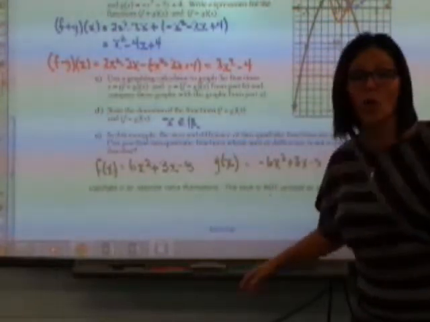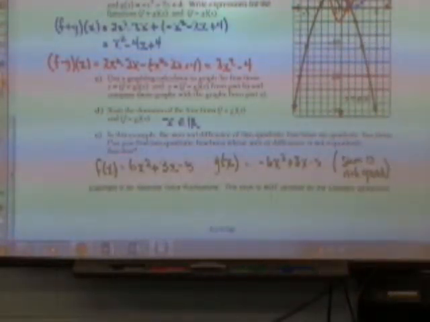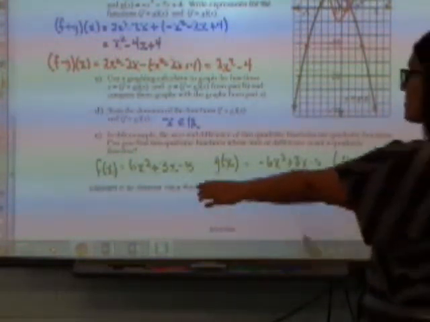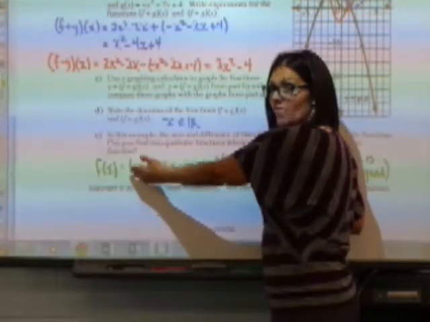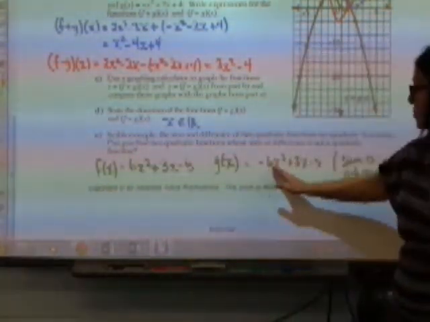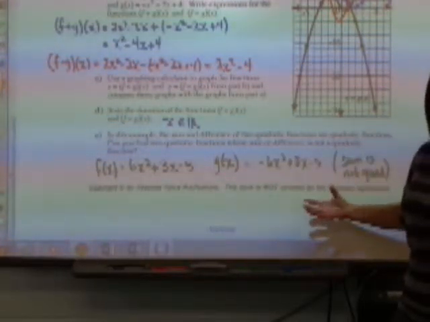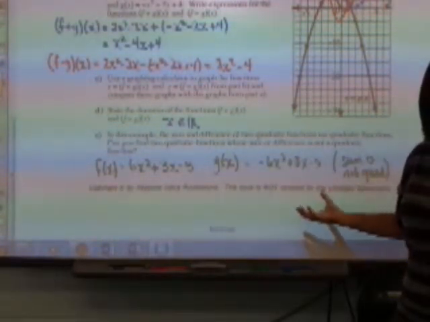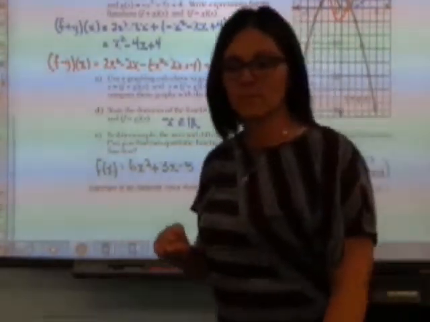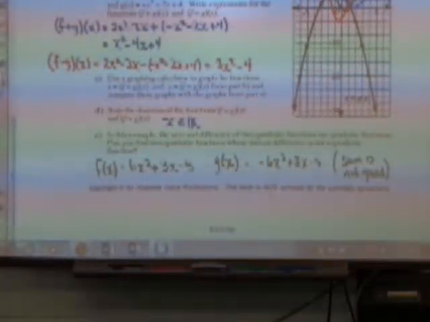The sum would no longer be quadratic because the x squareds would cancel and I'd actually be left with a linear function. And if I made them the same, if this one was a 6x squared and this one was a 6x squared, the difference between the two of them would no longer be a quadratic. Okay?